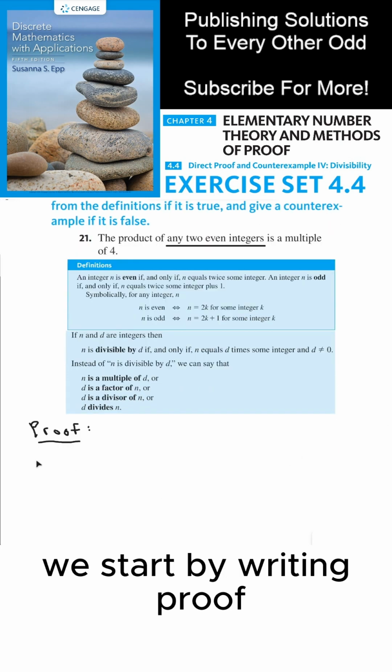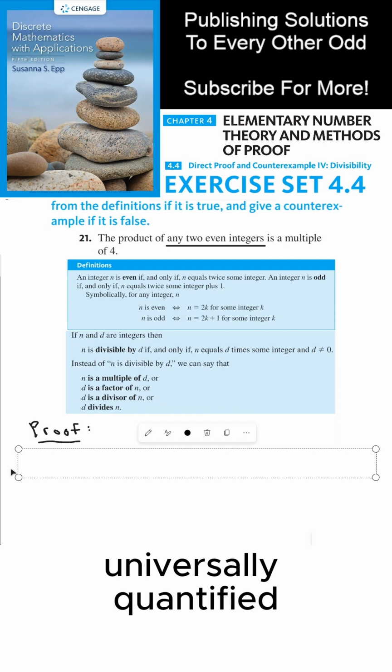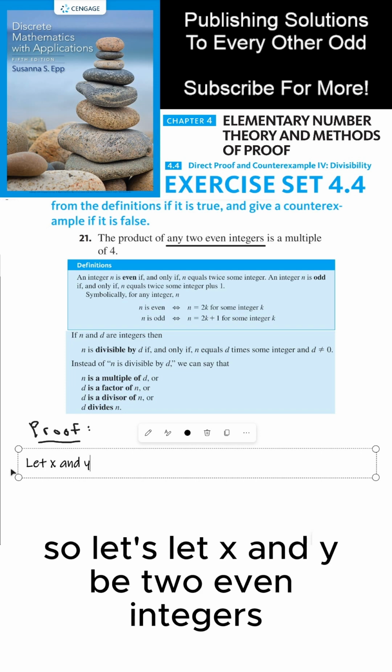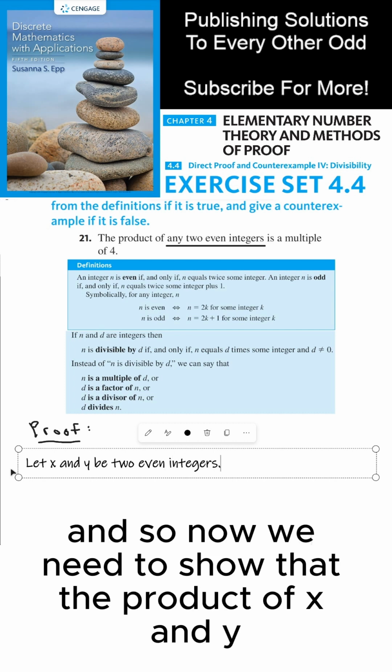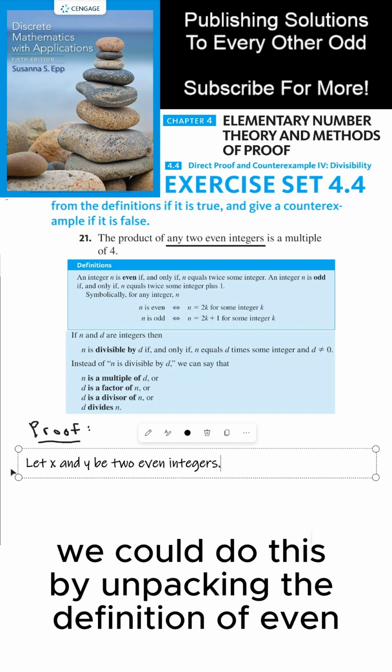We start by writing proof. Now, since we are proving a statement that is universally quantified, we should instantiate two integers. So let's let x and y be two even integers. And so now we need to show that the product of x and y is a multiple of 4. We can do this by unpacking the definition of even.